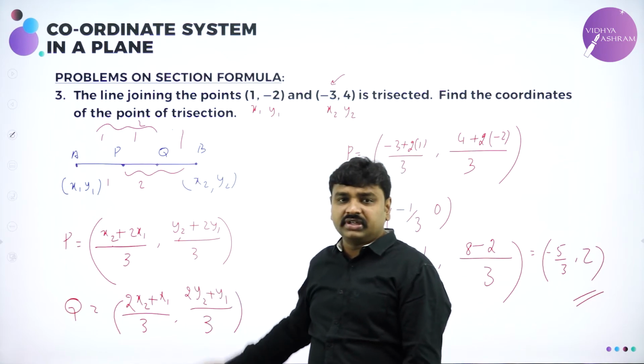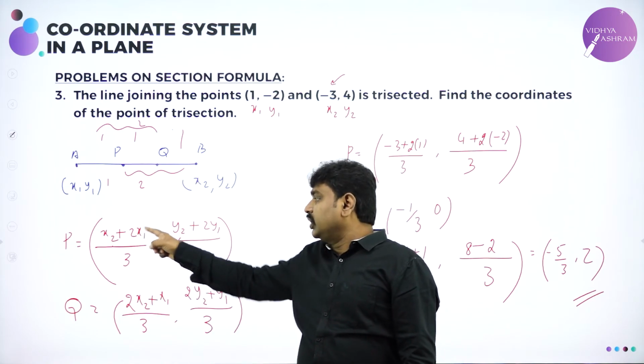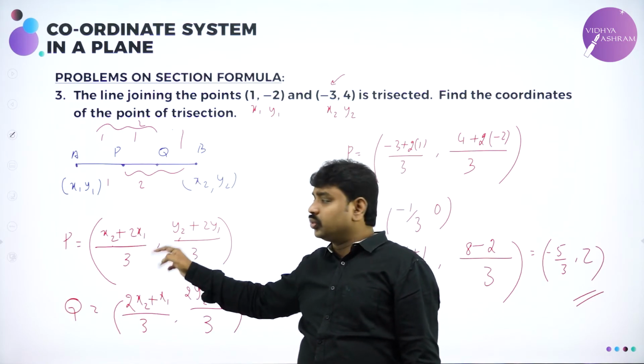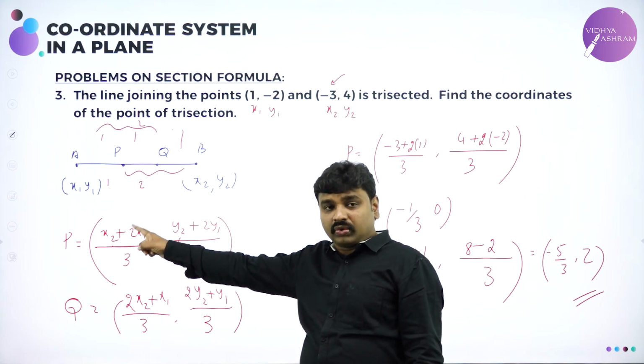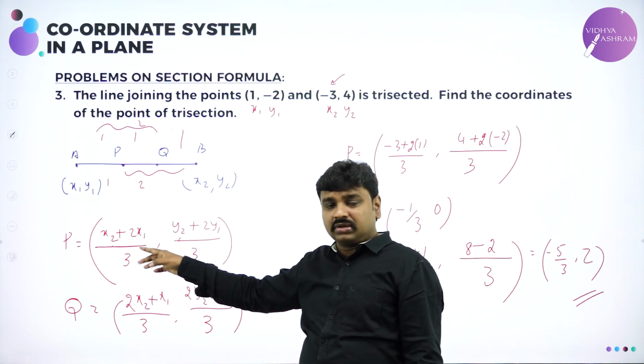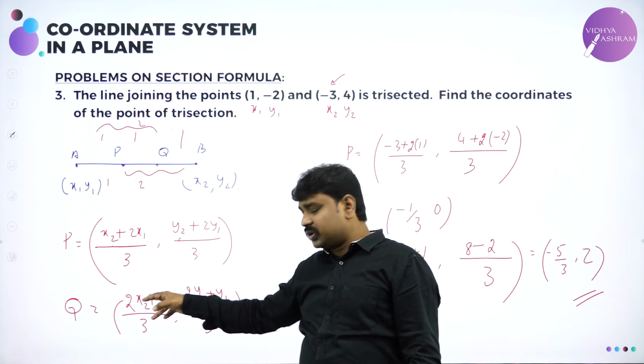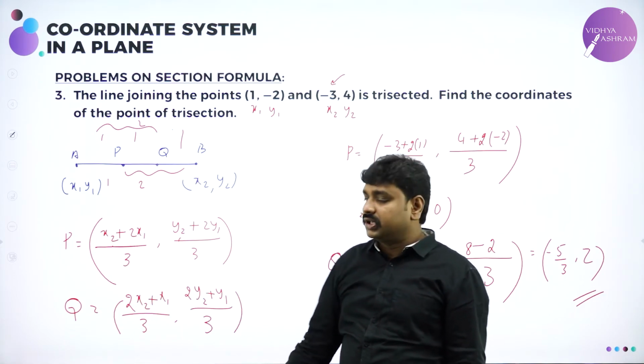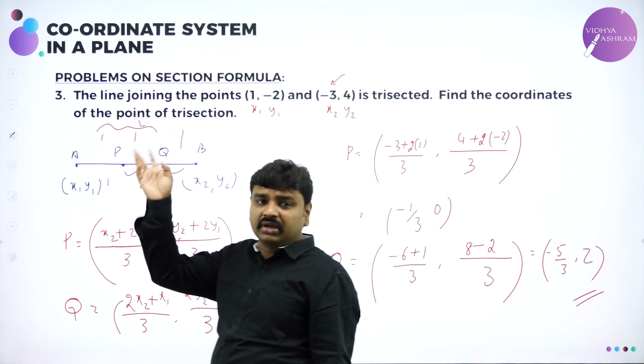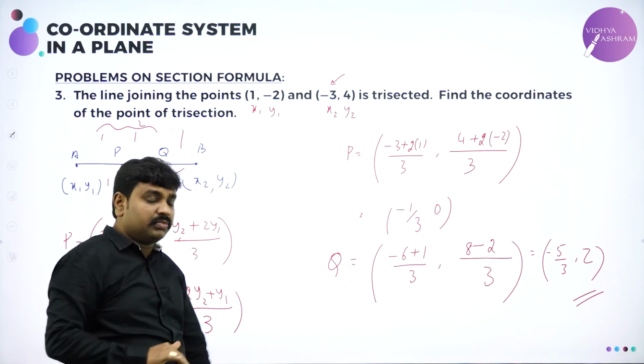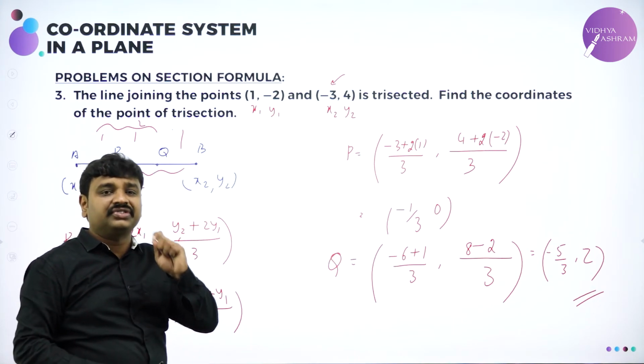So I wrote by 3, and first 1 2 and here 2 1. 1 2 2 1 means x2 1 time, x2 plus 2 times x1, same thing for y. Here 2 times x2 plus 1 time x1. Either you remember this or use the section formula. So I have done two methods for the same problem. Both the methods will fetch you the same answer.